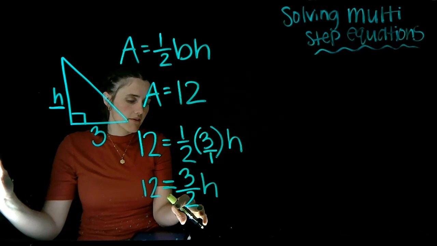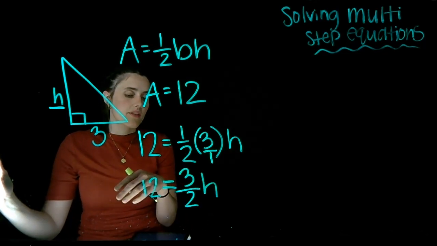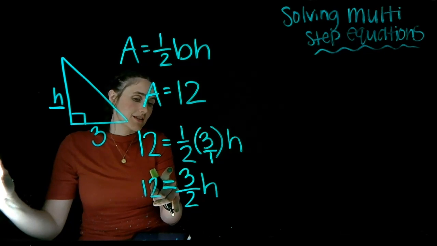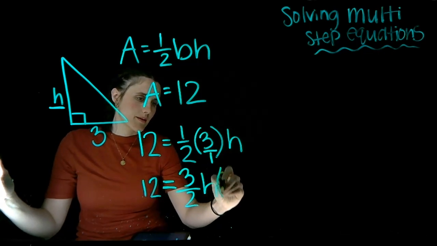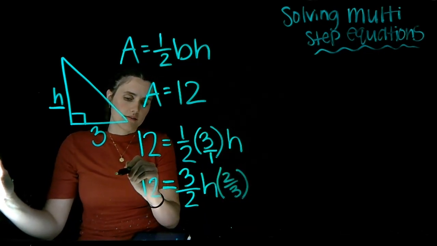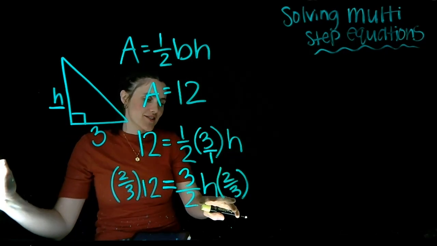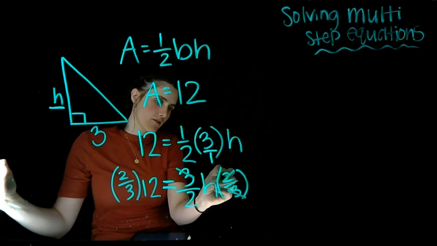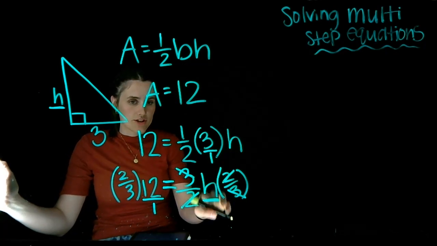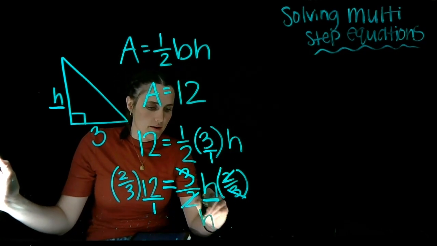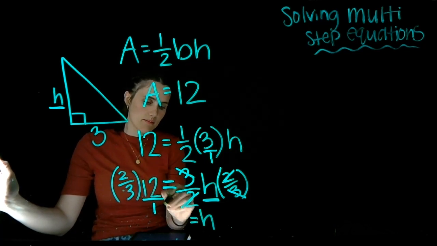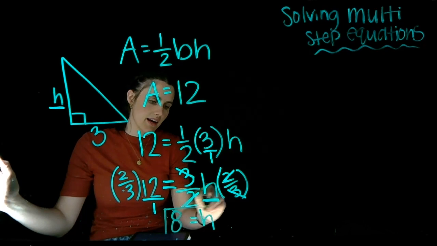Well, we know that if we multiply by the reciprocal, then we can undo this 3/2. The reciprocal of 3/2 is 2 over 3, so I'm going to multiply this side by 2 over 3, and then I'll have to multiply this side by 2 over 3. So on this side, the 3 over the 3 will turn into a 1, and the 2 over the 2 will turn into a 1. So I'm left with just h on this side, which is exactly what I want. And then over here, 2 times 12 is 24, and 3 times 1 is 3, so 24 divided by 3 is 8. So my height is 8.